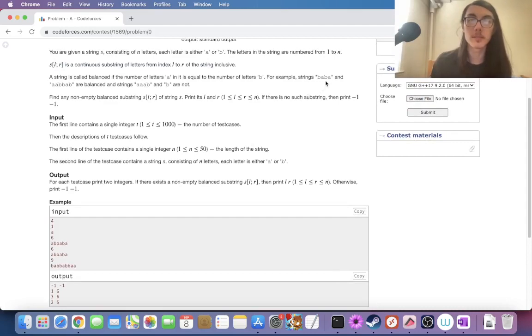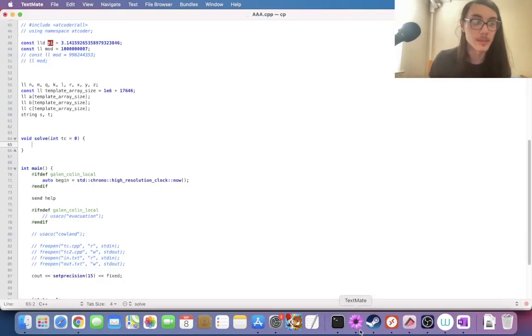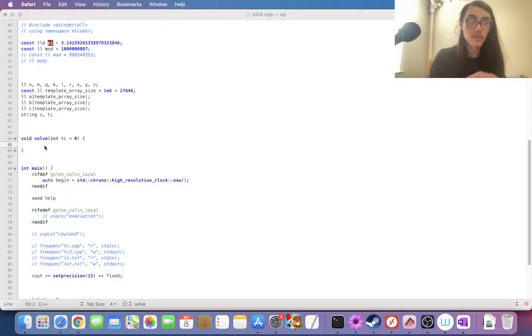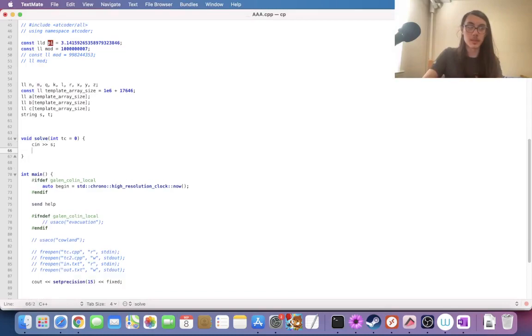Okay, well if there is a balanced substring, there will always be one of length 2. Because if you have all of one character, then you're not going to have anything. And if you have both characters at some point, then there will be a point where one character touches the opposite character. There has to be. So we can just look at that. So let's just do that pretty simply.